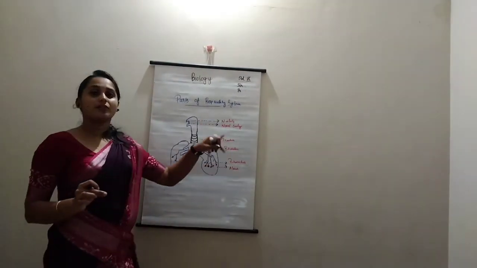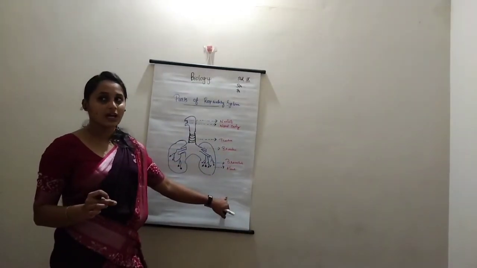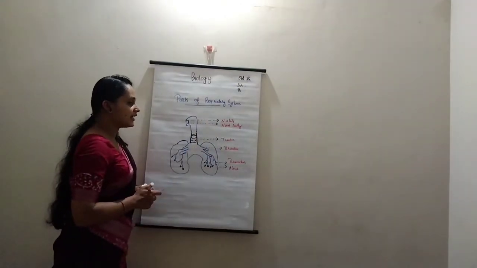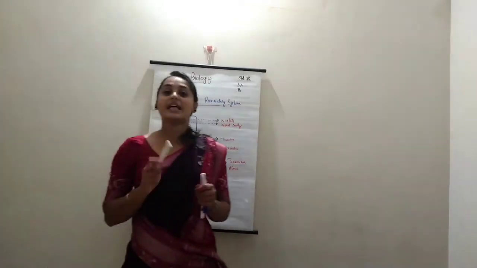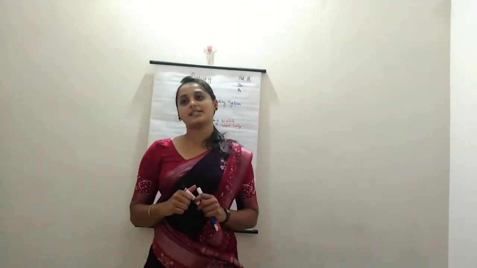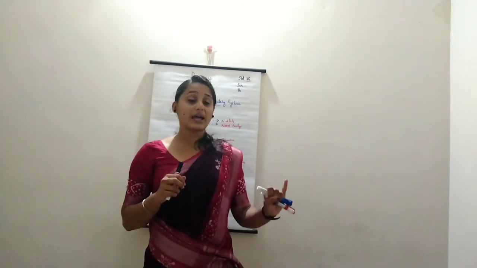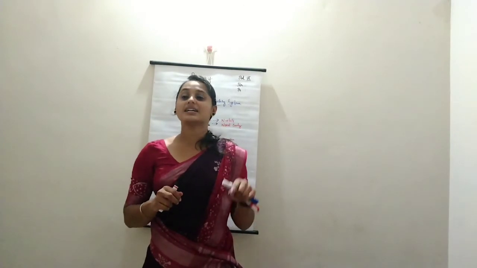So, in the video, we see these parts of the respiratory system: nostrils, nasal cavity, trachea, bronchus, bronchioles, and alveoli. Then there are two more parts in the respiratory system, that is pleura and diaphragm.